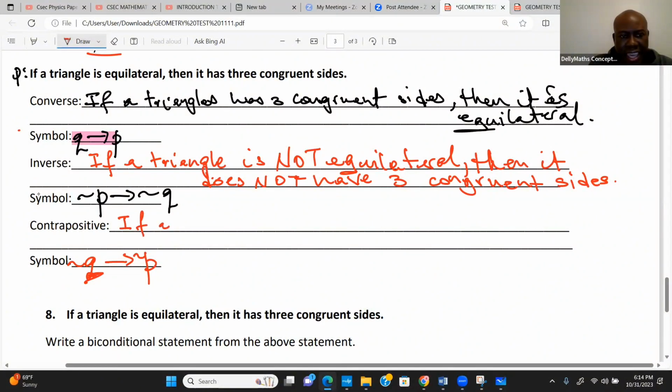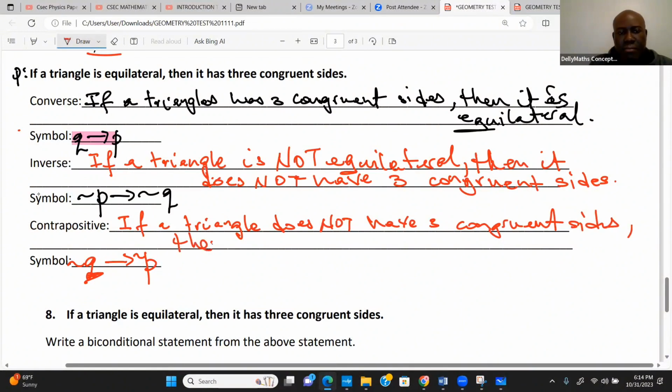If a triangle does not have 3 congruent sides, then it is not equilateral. So as you could see, I switch the original and I negate both, right? So that is how we actually write those.